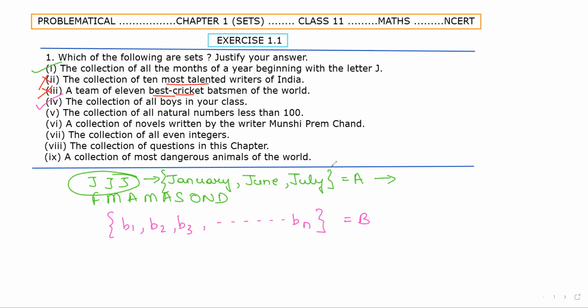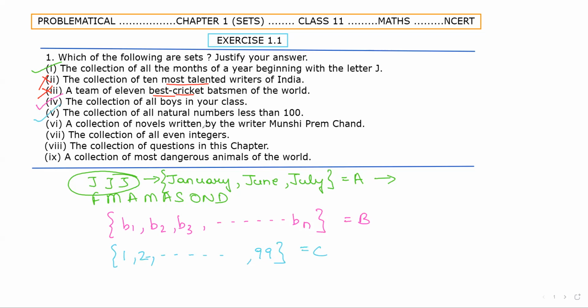A collection of all natural numbers less than 100. First of all, natural numbers less than 100 means from 1, natural numbers start from 1, till 99. Because you're not considering 100, you will end at 99. These are also well defined. We will not have any more than 99 elements over here, and this will have a fixed number and every element is well defined. Hence, this is a set.